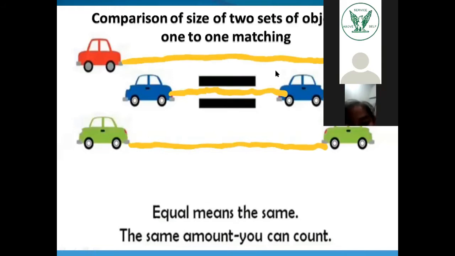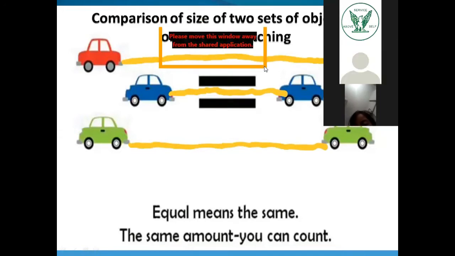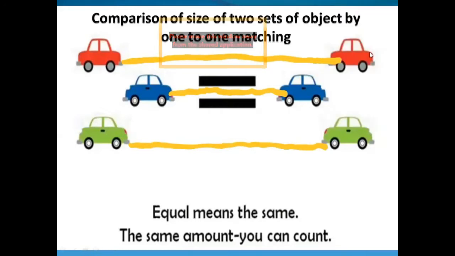With one-to-one matching, you can compare the size of two sets of objects. Here we see two sets of objects that are cars. We can compare more precisely by the way of one-to-one matching. For one-to-one matching, we draw an object-to-object line between each pair of the sets, as you see here. The red car is matched with the red one, the blue car with the blue car, and the green car with the other green car.